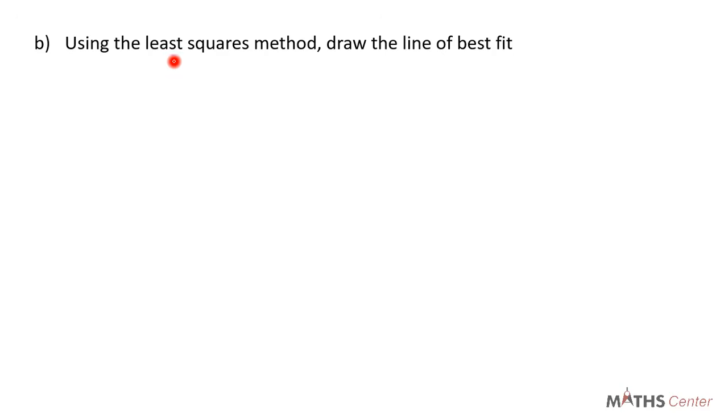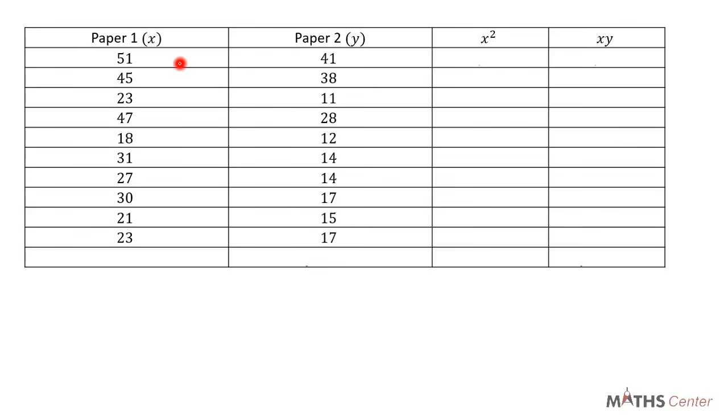It says that using the least squares method, draw the line of best fit. As we have learned, the least squares method gives us the equation of the line of best fit. So let's find that. We will draw a table with 4 columns. In the first column, we will have the x values, which should be for paper 1. In the second column, you have the y values, which should be for paper 2.